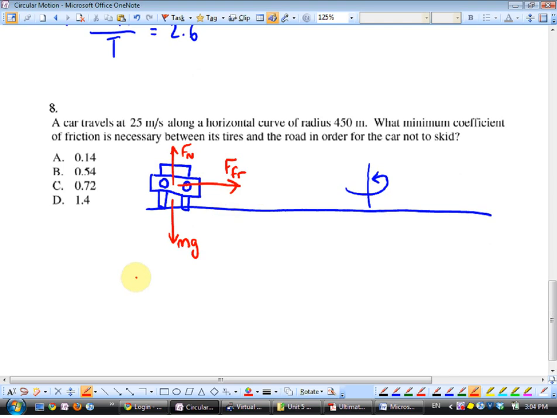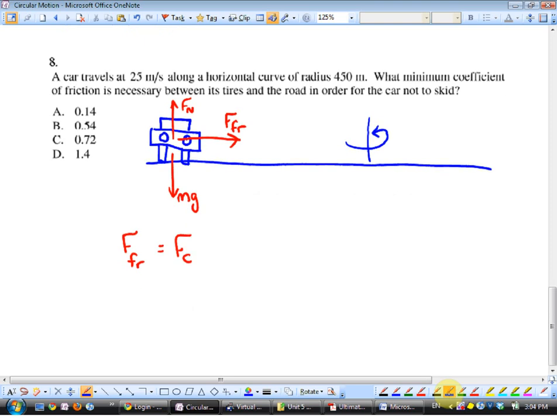Horizontally, friction equals FC, because we're moving in a circle. Friction is what times what? I don't know the normal force. Let's see here. Mu mg equals m. Don't forget the m. Do I want to use the one with the period in it, or do I want to use the one with the speed in it? What if they give me in this question for acceleration?